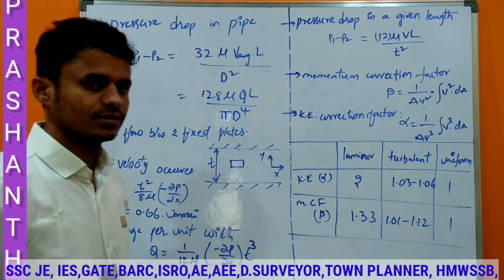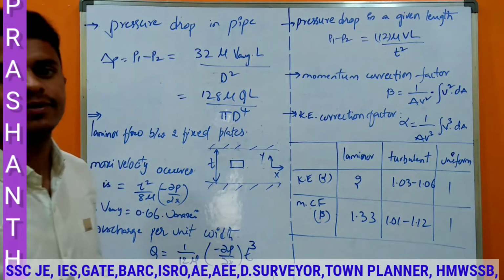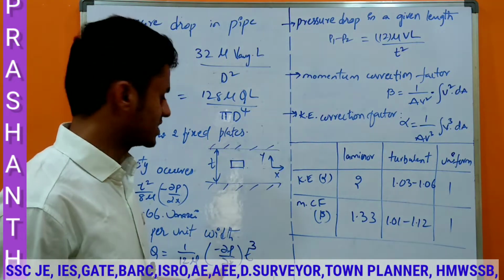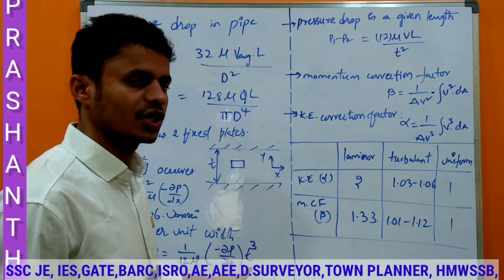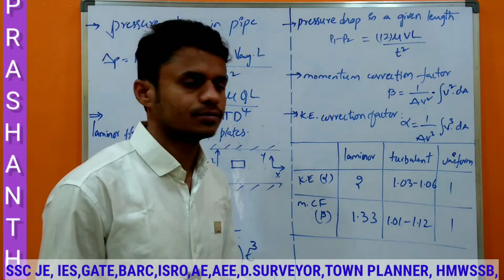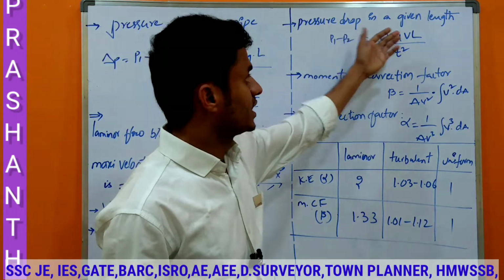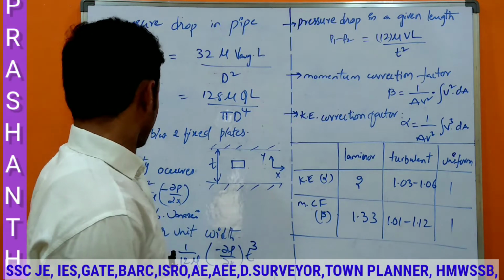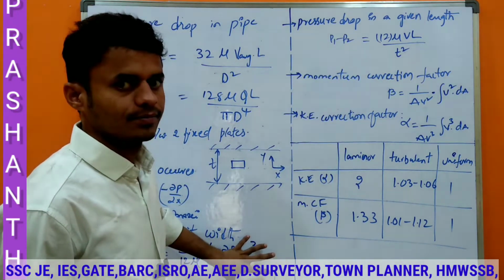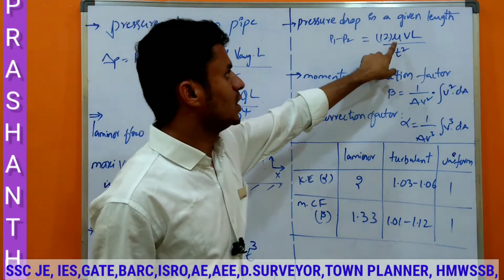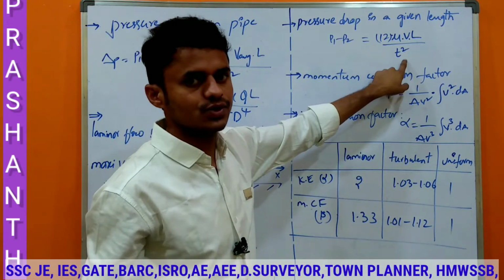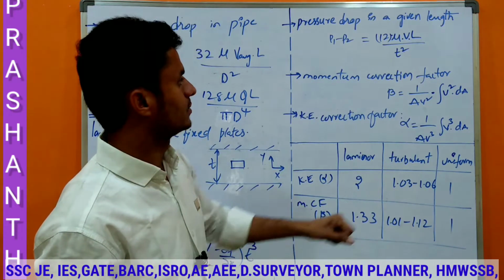Discharge per unit width for the fixed plates. What is the discharge per unit width? See, q equal to 1 by 12 mu into minus dou p by dou x into t cube. This value will be given, mu also given, t also given in the question. So the pressure drop in a given length: p1 minus p2 equal to, this is for the plates, 12 into mu into v into l by t square. T is the total thickness of the plate.